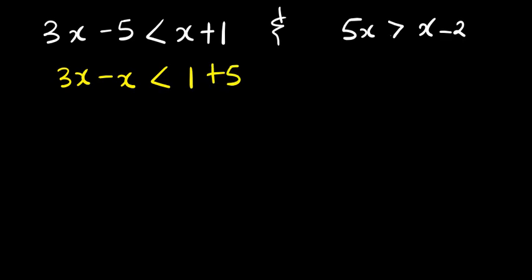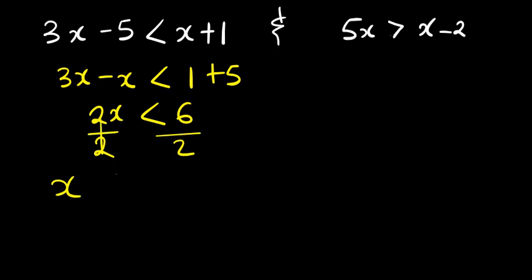Then from here, 3x minus x, that will give me a 2x. This is less than 1 plus 5, that is a 6. So when I divide by 2 on both sides, my x therefore is going to be less than 6 divided by 2, that is a 3. Okay, that is what I have on my left hand side.